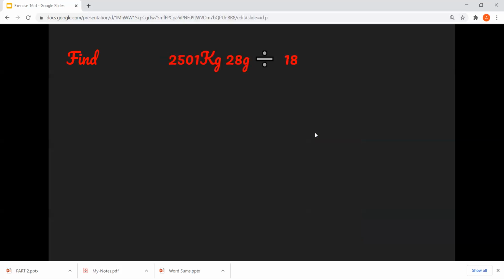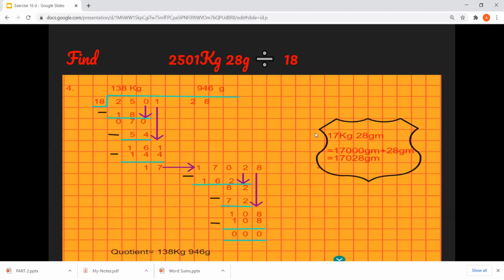Now come to the next example. The next example is, find 2501 kilogram 28 grams divided by 18. Look here. On the top, units are there, kilogram and gram. So the first number we will consider is 25, because 2 is smaller than 18. So 18 ones are 18. 25 minus 18 equals 7. We carry the next number, that is 0, down and it becomes 70.